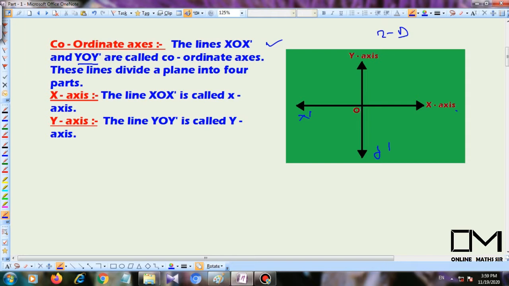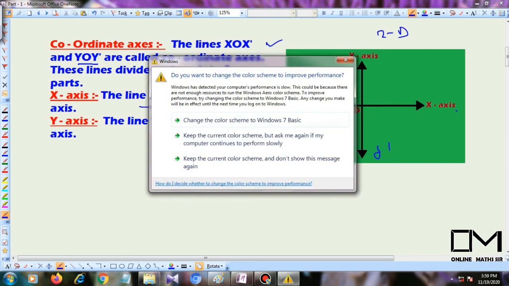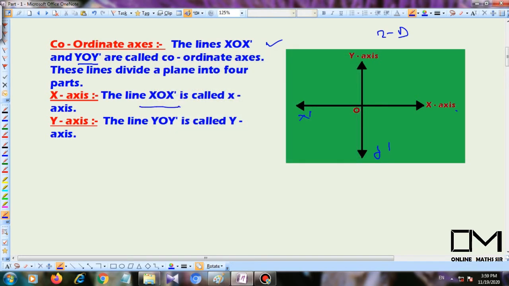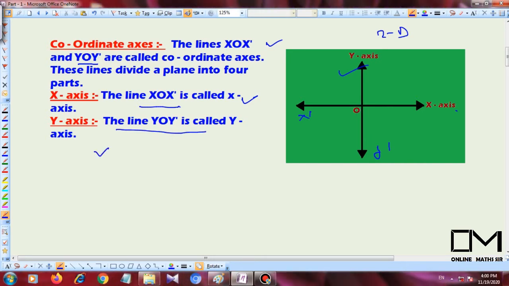So the line XOX', this line is called the x-axis. Clear? And the line YOY', this line is called the y-axis. Clear?